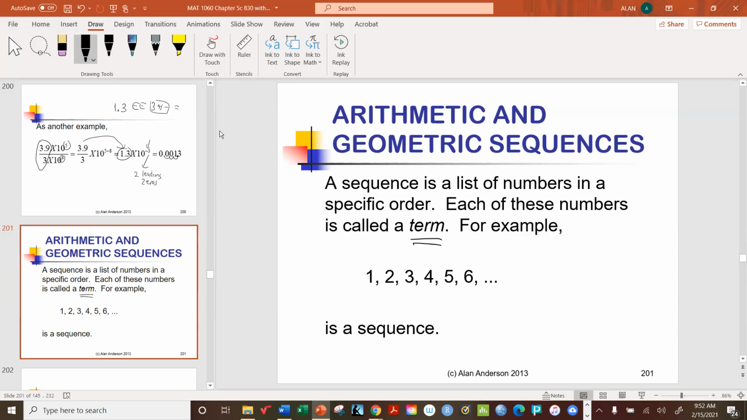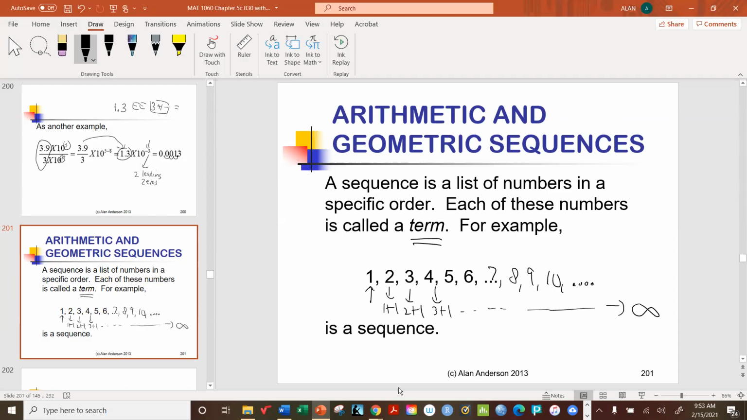Now this one, it's pretty obvious that what comes next is 7, 8, 9, 10, because you can see the pattern. We started with 1, and every time we increase, the next term is always the previous term plus 1. Okay, so this is 1 plus 1, 2 plus 1, 3 plus 1, all the way out. And it goes on, of course, to infinity. That's why the 3 dots are there.